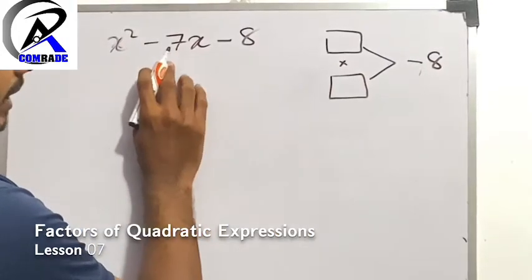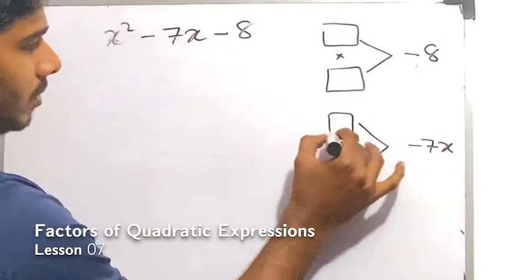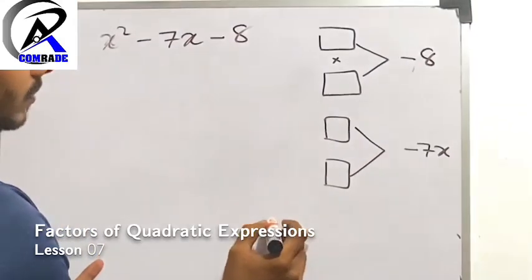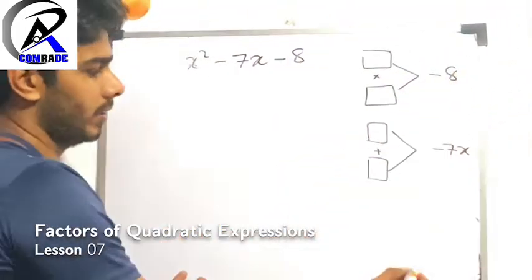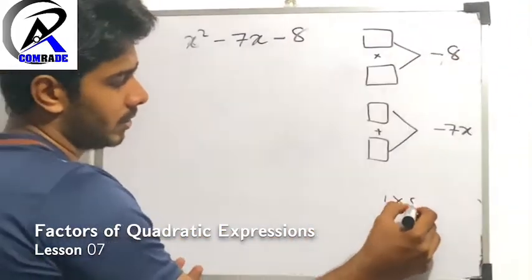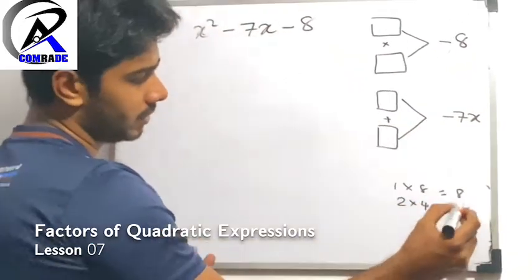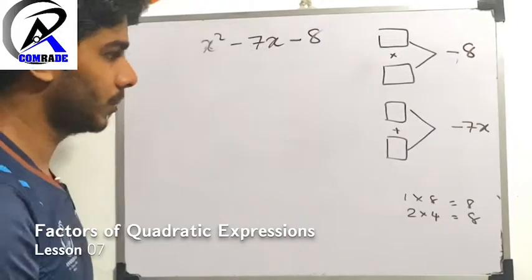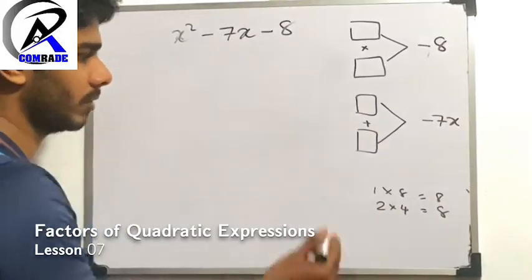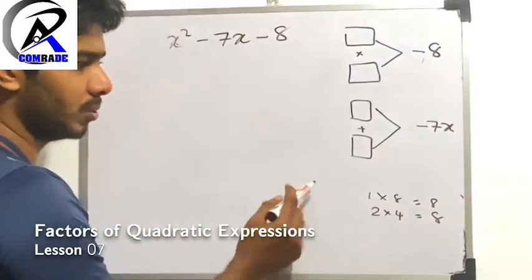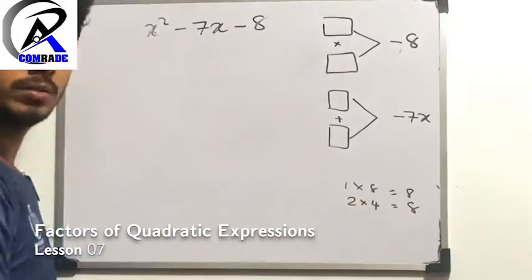Here, you want to make minus 7x. Same thing should be there. Right? Yes. 1 into 8 is 8. 2 by 4 is 8. That's all. 4 by 2. That's all. However, 2 plus 4 we can't take 7. 4 minus 2 we can't take 7. 1 plus 8, 9, we can't take 7. 8 minus 1 we can take 7.